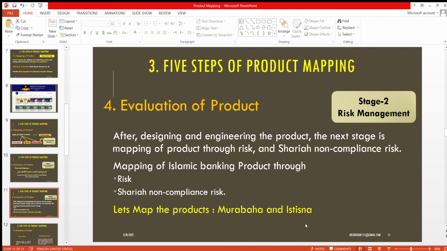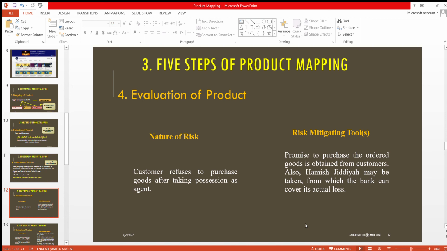Let's see how the risk management department maps the product with respect to risk. Look here, let's say this is the Murabaha product, and how will they map what the risks are here. For example, they say the customer may refuse to purchase the goods after the bank takes possession as agent. And at the first stage of MPO, Murabaha to the Purchase Orderer, the first stage is a promise stage. Why is that promise taken?